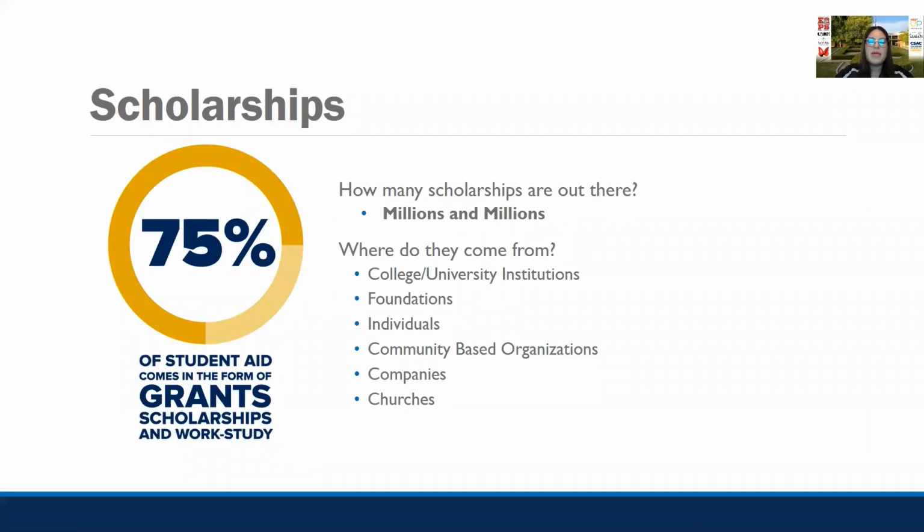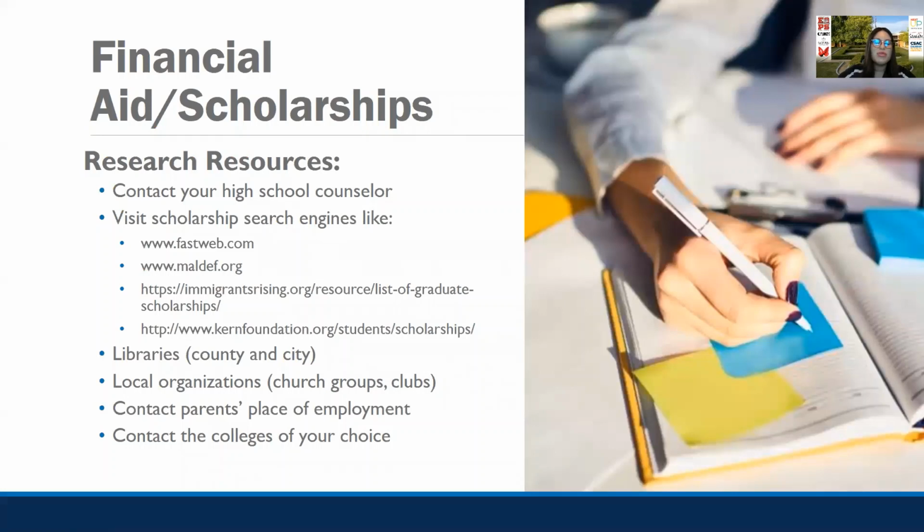Scholarships are also a different type of gift aid. There are millions of scholarships for students to apply to, and they come from various entities, starting with colleges and universities, foundations, individuals, community-based organizations, companies, and churches. A few ways that students can find these resources and scholarships are through their high school counselor. They can also visit different search engines such as FastWeb, MALDEF, Immigrants Rising, and Kern Foundation. They can also visit their local libraries, local organizations such as churches and clubs, contact their parents' place of employment, and contact the college of their choice.